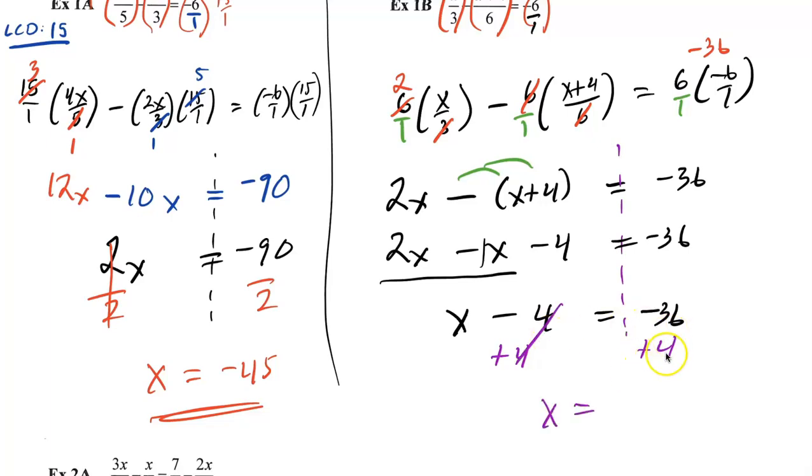Now remember, when they're different signs, you want to subtract. So I'm just going to go 36 minus 4 is 32. What sign is it? It's the sign of the bigger number. The bigger number here is a negative. So it's negative 32. And that's the lesson.